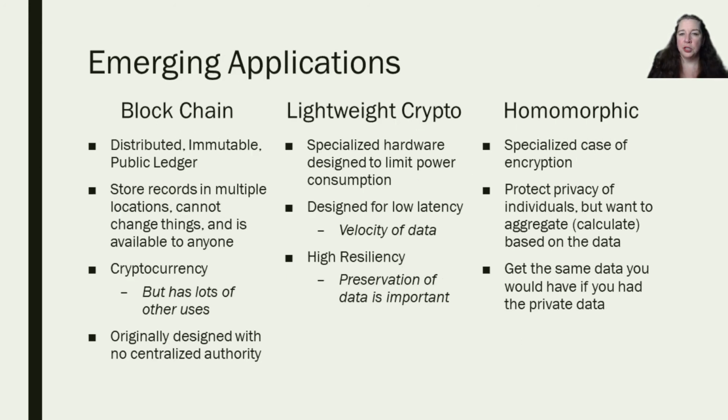A couple of emerging applications are things like blockchain. Blockchain obviously has become a pretty common conversation with cryptocurrency and Bitcoins. The point of a blockchain is simply having a distributed, immutable, public ledger. Distributed, it's stored in multiple locations. Immutable, it cannot be changed. Public, meaning everybody can reference it. And ledger is a list of transactions between two items. That's it. It isn't always cryptocurrency. It can have lots of other uses.